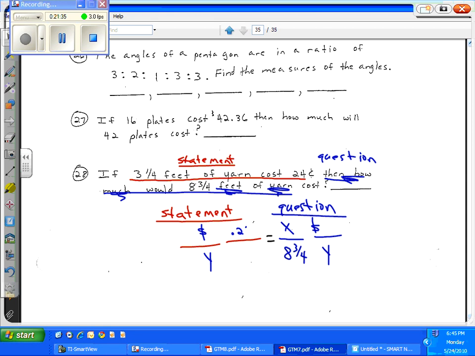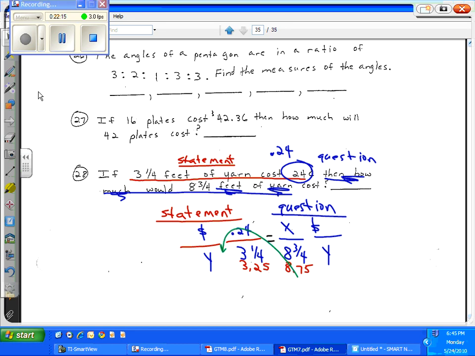The statement is $0.24. See the 24 cents? We have to write it as dollars, $0.24 for 3 1/4 feet. Now we could change these to decimals. A fourth is 0.25, so this is 3.25. 3/4 is 0.75, so we're going to write this as 8.75. We're just going to solve this as decimals since it's easy to convert and it wants the answer in money, which is a decimal anyway.